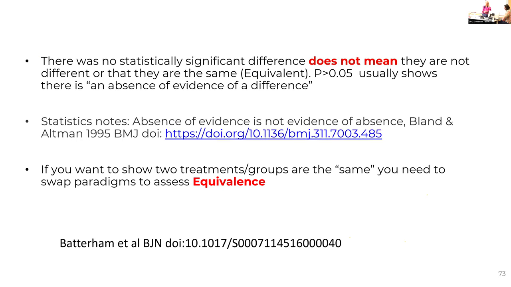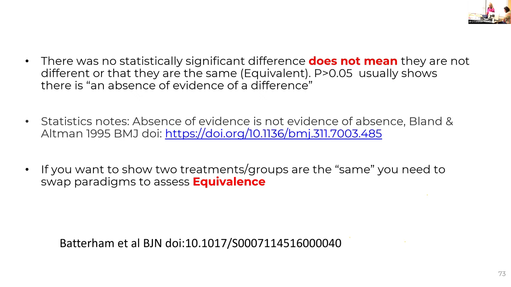Okay, so getting back as well to what Brad said when he was talking about the theory behind this, just because there's no statistically significant difference doesn't mean that they're not different, or that they're equivalent. So if you've got a p-value that's greater than 0.05, it's saying there's an absence of evidence of difference. Now, there's a very good old paper written by Bland and Altman, who many of you would have heard of for a different reason, looking at this consideration.